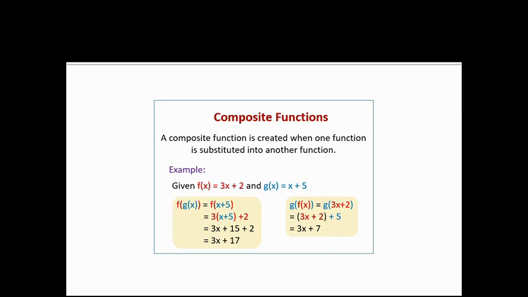We have a simple function f of x is equal to 3x plus 2 and g of x is equal to x plus 5. So when we write a composition of these functions, we write it like f of g of x. It means here g of x is a function which is substituted into another function, the other function being f of x. g of x is substituted in the function f.